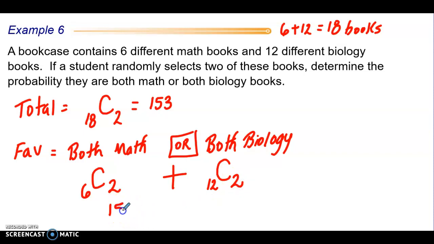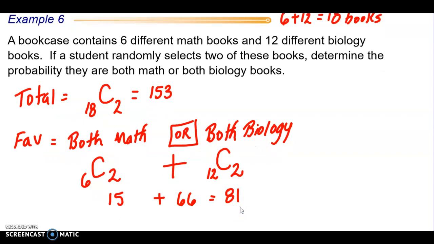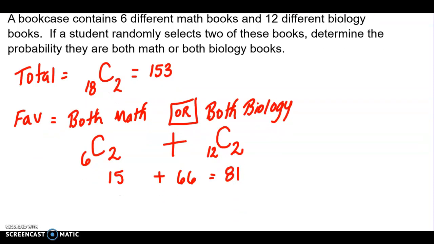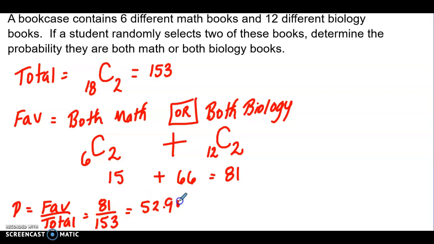6C2 is 15, plus 12C2 is 66. There are 81 favorable ways to select 2 books where both are math or both are biology. Finally, our probability is favorable over total. 81 divided by our total, 153, and that gives us 52.9%.